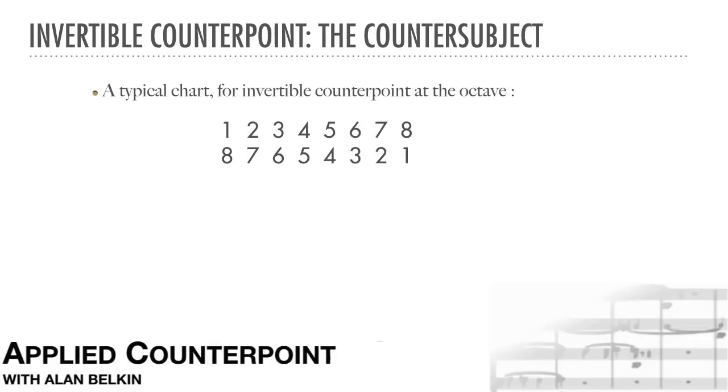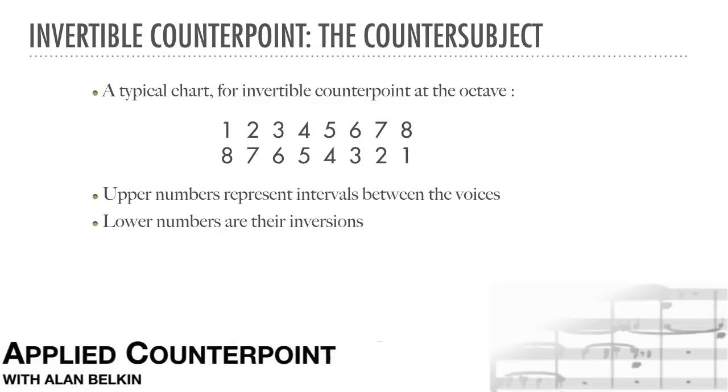Here's a typical chart for invertible counterpoint at the octave. The upper numbers represent intervals between the voices. The lower ones are their inversions. So an octave becomes a unison, a second becomes a seventh, and so on. In this table, with only one exception, consonances stay consonant and dissonances stay dissonant.